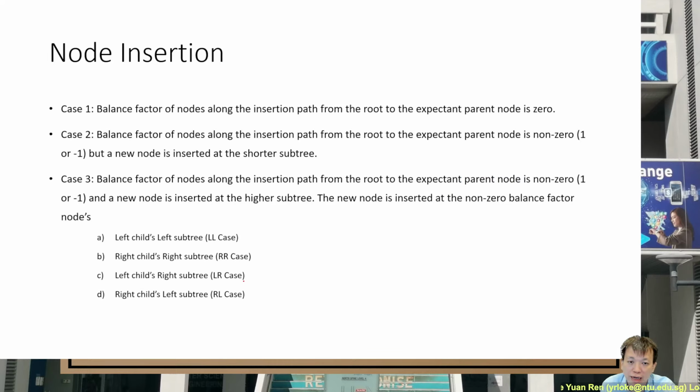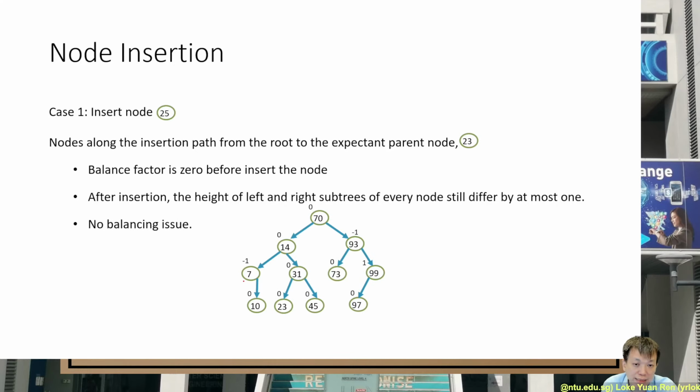Very soon you will find that for node insertion there are 3 cases. For the first 2 cases, there's no tree balancing issue, because when you insert, like in this example, a node like 25, which is along the path, all the nodes are balanced.